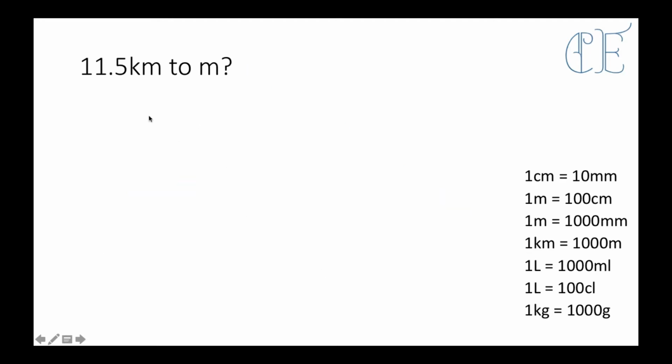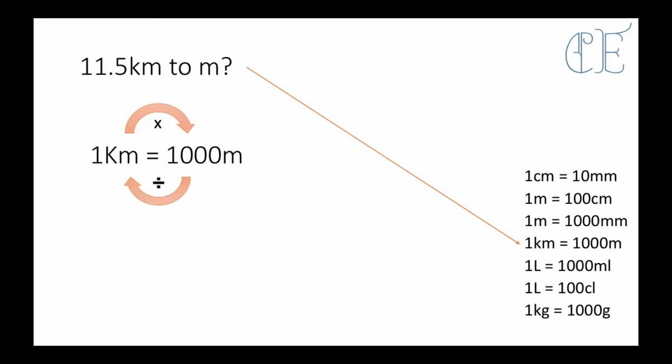Okay, next one, 11.5 kilometers to meters. So we're looking at meters in kilometers again. So looking down our list, we're going to use this one, same as before. I'm going to draw out my diagram using that conversion factor. 1 kilometer is 1,000 meters. Add in my arrows and my times and divide. And I'm in kilometers. I only know the kilometers part. So if I'm in kilometers, I'm here. If I want to change it to meters, I need to times by 1,000. 11.5 times 1,000 is 11,500 meters.